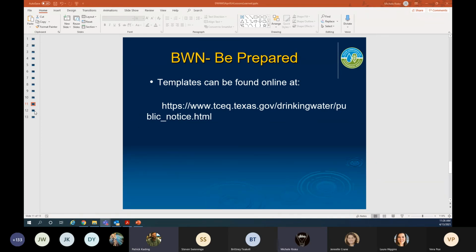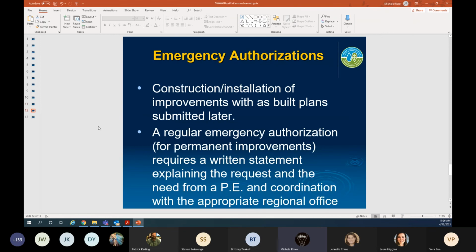Appreciate it. Thank you. We also have some information about emergency authorizations from the plan and technical review team. Hello, everyone again. I was asked to talk for a few minutes about emergency authorizations with respect to Winter Storm Uri. And when I started thinking about it, I thought, there are a lot of people who don't know about emergency authorizations generally.